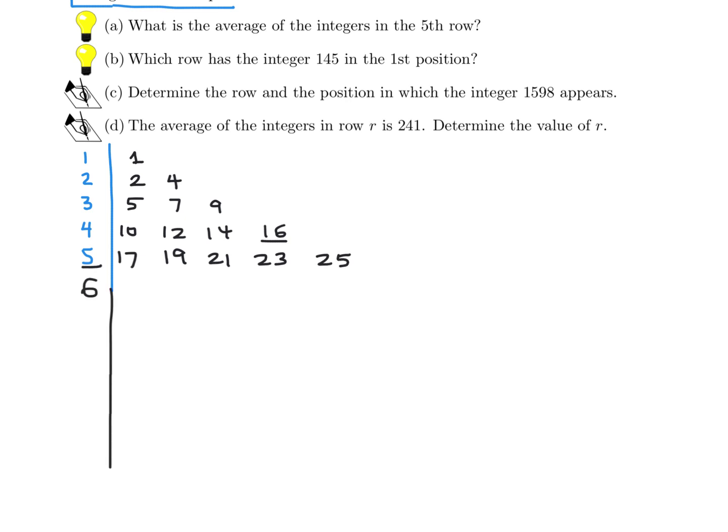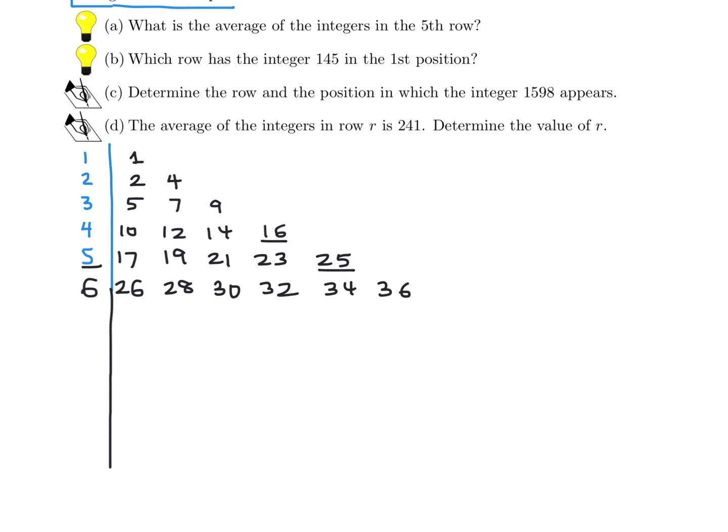Sixth row, again, the first number would be one more than the number in the last position of the previous row, so it'd be 26. And then, of course, since that's even, you only put even numbers. And since it's the sixth row, there'll be 6 numbers. So 28, 30, 32, 34, and 36. And then you just keep going like that forever.